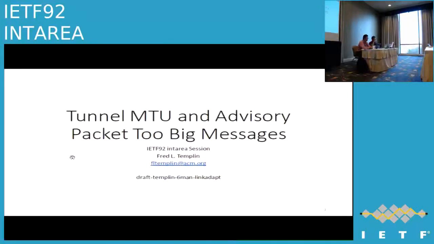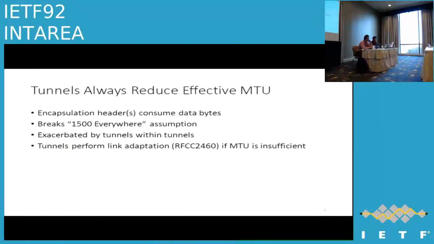Okay, next chart. What we see about tunnels is that encapsulation headers always consume data bytes. That breaks the 1500 everywhere assumption that seems to be prevalent in the internet today, and it's exacerbated by tunnels within tunnels, where we have even further levels of encapsulation. Tunnels perform link adaptation per RFC 2460 when the MTU is insufficient. Link adaptation is a way in which a box can break up a packet into pieces that will fit across the link and be reassembled at the far side. Next chart.